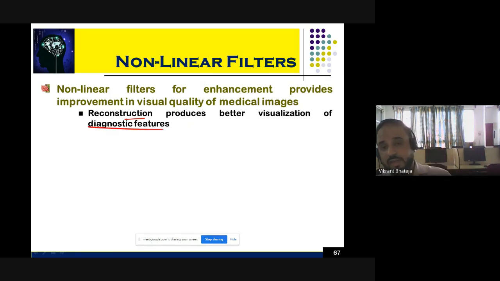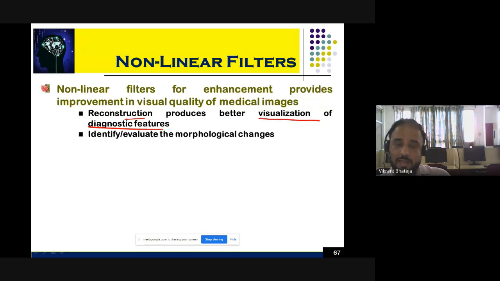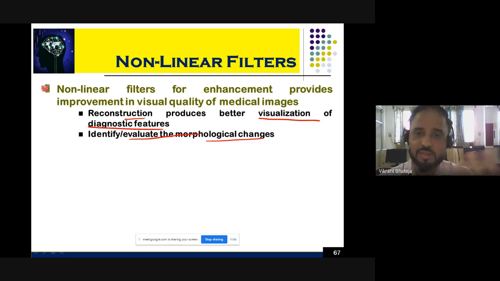With the linear filters, we have seen that there is loss of details, fading of details, blurring of details, but here you can see there is better visualization of diagnostic features. Another important attribute is to identify or evaluate the morphological changes. When we talk about morphological changes, it means the change in shape. Generally, when we are monitoring such medical images, we ought to focus on what the changes in the diagnostic features are. Suppose I'm taking mammographic images or medical images after 1 month or at a span of 2 months or 3 months.